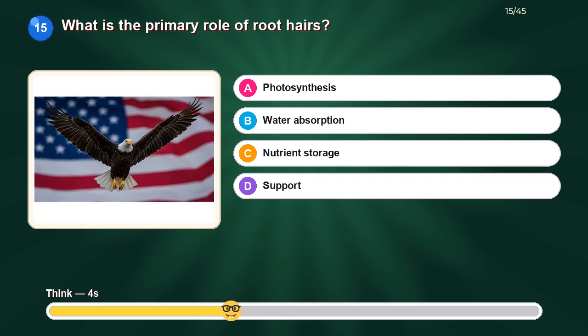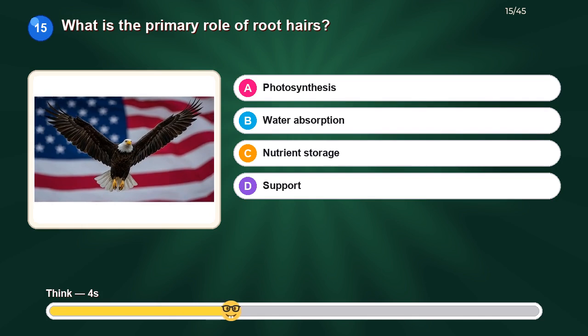What type of flower has sepals that are united? Option A, gamosepalous. Option B, polysepalous. Option C, actinomorphic. Option D, zygomorphic. The correct answer is gamosepalous.